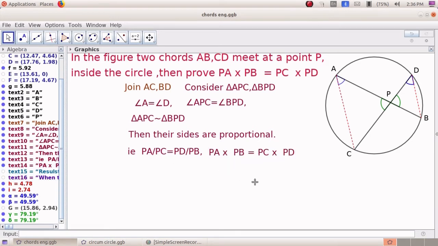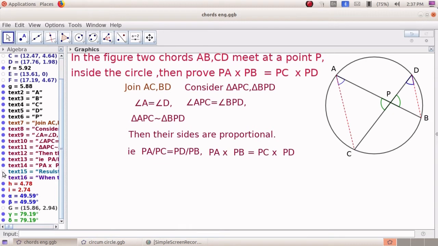That we are asked to prove. That means when we multiply PA by PB, the product of these two pieces is the same as the product of these two pieces. That means when two chords intersect inside a circle, the product of the pieces are equal.